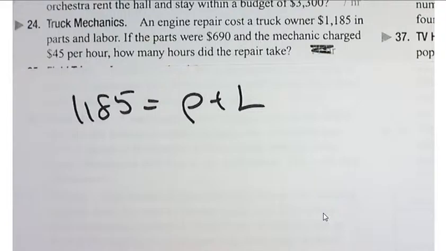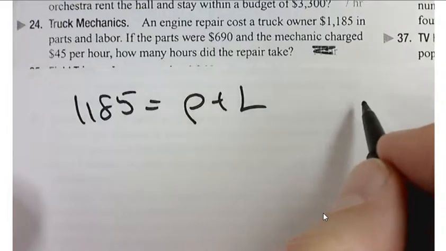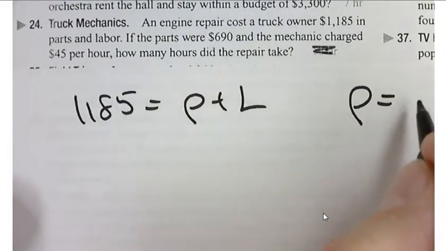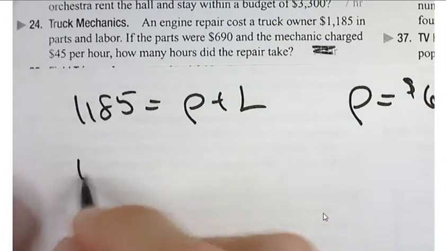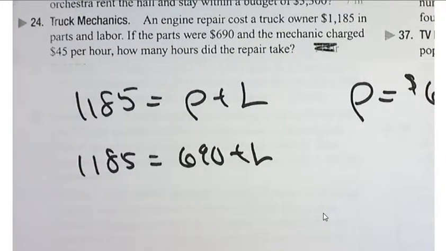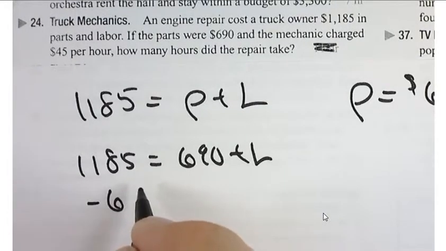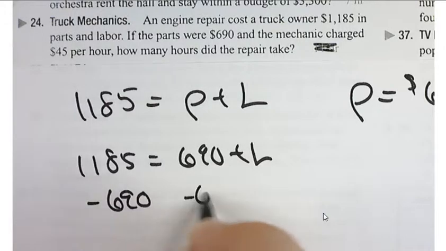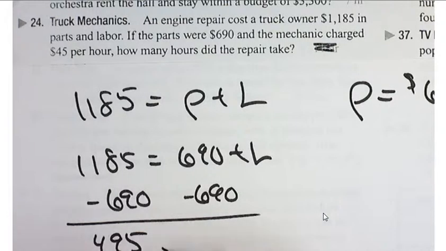Now, in this particular case, they tell us something that's going to be really helpful, right? What do they tell us about in this problem? Yeah, how much the parts were. Parts were $690. So, really, this is $1,185 equals $690 plus L. So we can solve for L by subtracting 690. Yeah, 690. I think that's 495 for L.